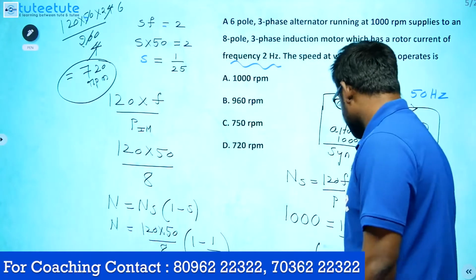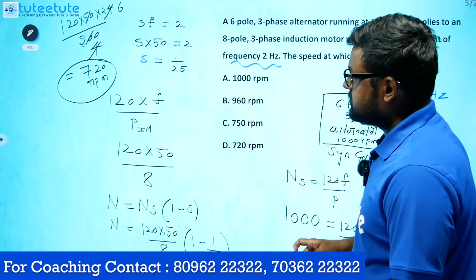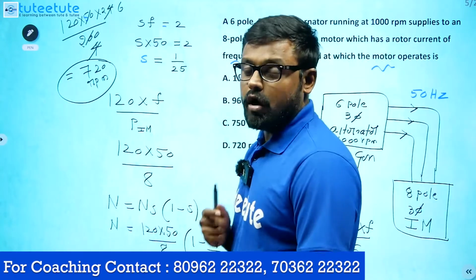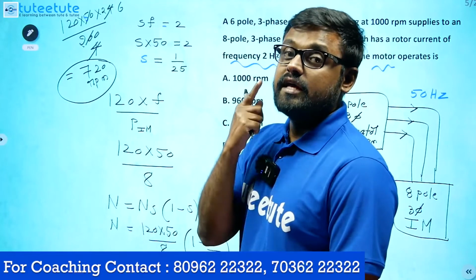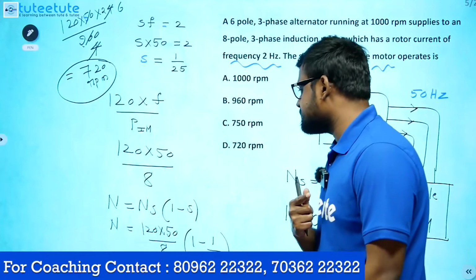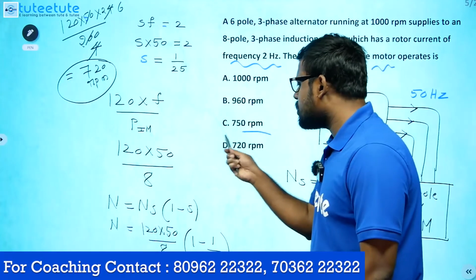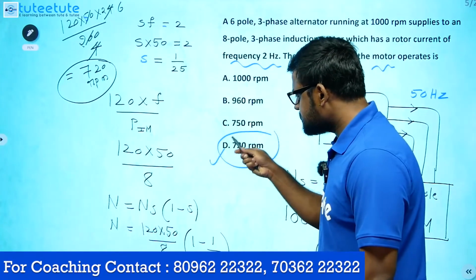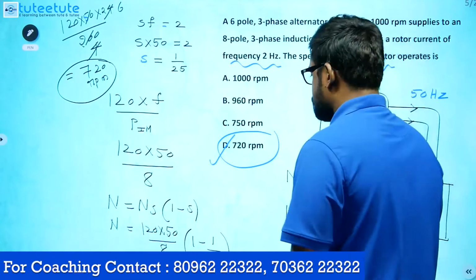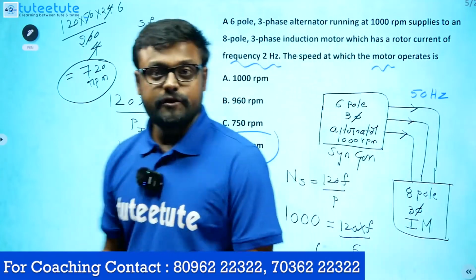So 750 rpm is the speed of the rotating magnetic field. Obviously the speed of the rotor is close to that 750 rpm, but has to be less than 750 rpm. And what is the only option here? It is nothing but 720 rpm, right? So this is one very beautiful question.